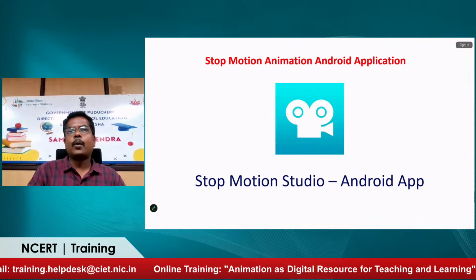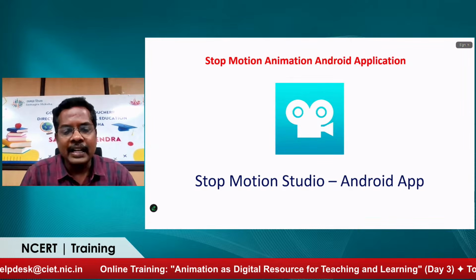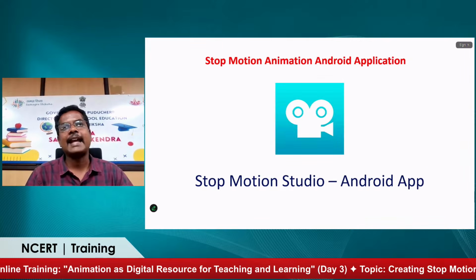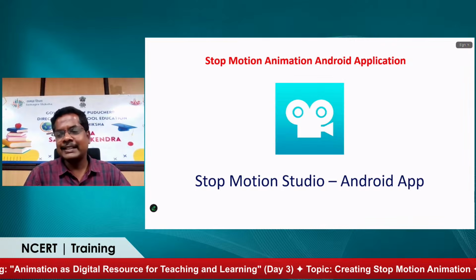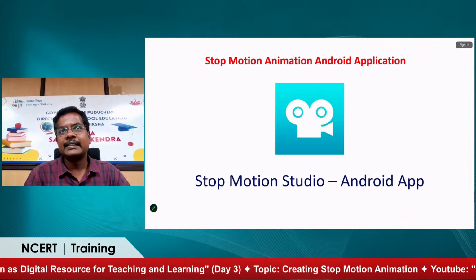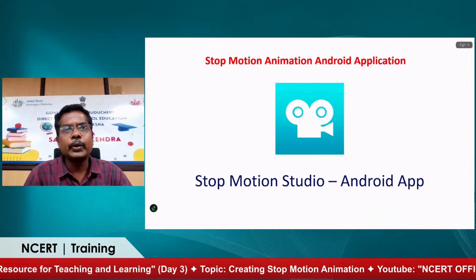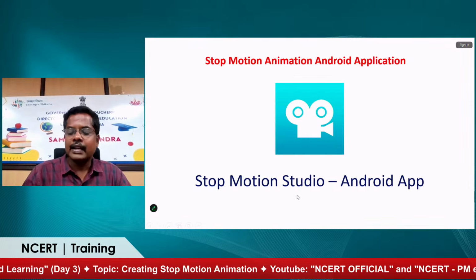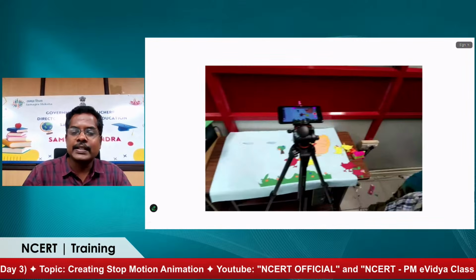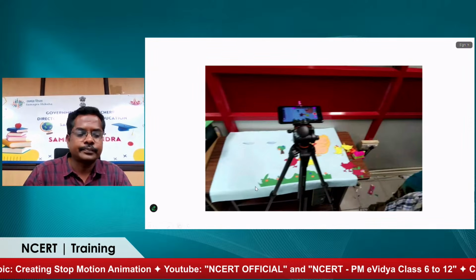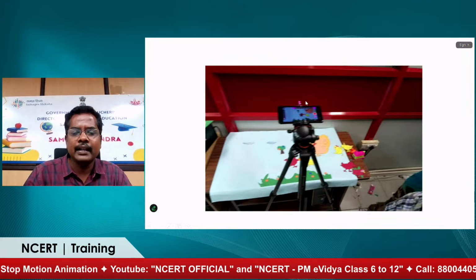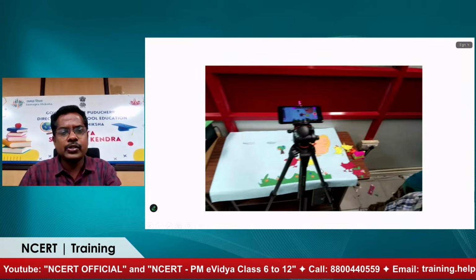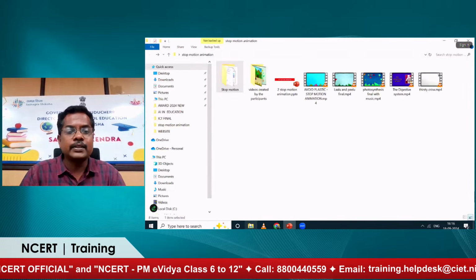Here you can open your Play Store and type Stop Motion Studio. This is an Android app, and using this app we can create the video. So you can open the Play Store, type Stop Motion Studio, and do it. This is the setup here: the mobile, the tripod, and these are the characters. I would like to show some videos that were created.